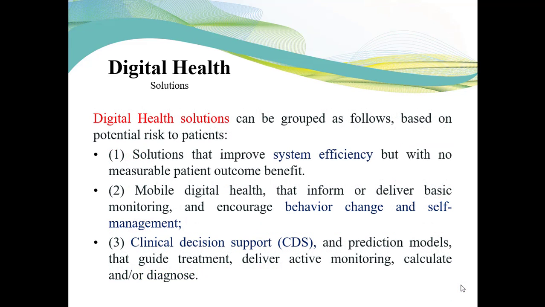The solutions of digital health. Digital health solutions can be grouped as follows, based on potential risk to patients. The first is solutions that can improve system efficiency but with no measurable patient outcome benefit. The second is mobile digital health, which informs or delivers basic monitoring and encourages behavior changes and self-management. For example, patients can manage themselves to improve their quality of life. The third is clinical decision support and prediction models that guide treatment, deliver active monitoring, and calculate diagnosis.